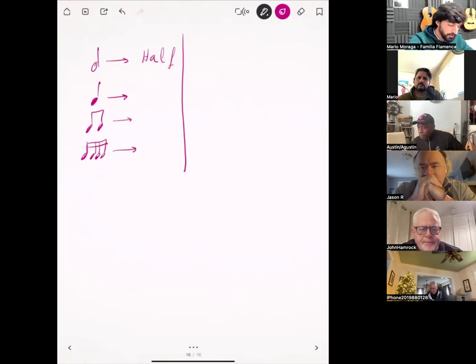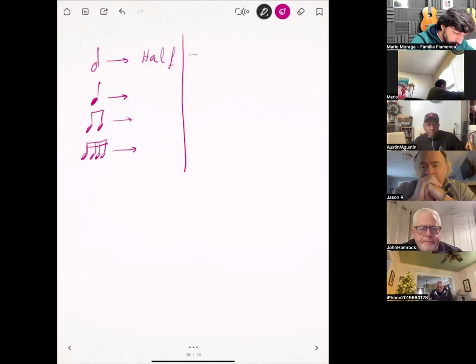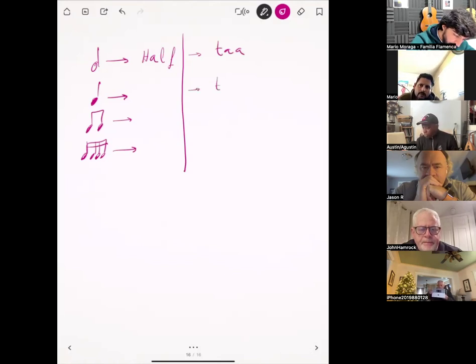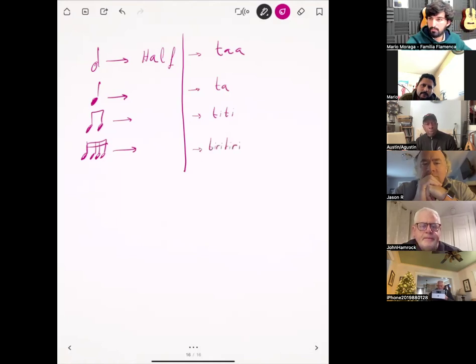For example, when I'm reading a half note, we say ta. When we're singing a quarter, it's ta. This one is titi, and this one is tiri. Okay? Sounds stupid, but you will see later how it works.